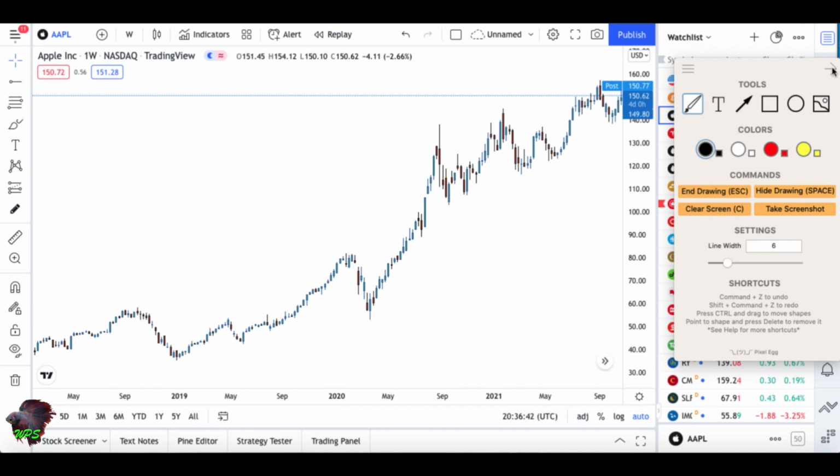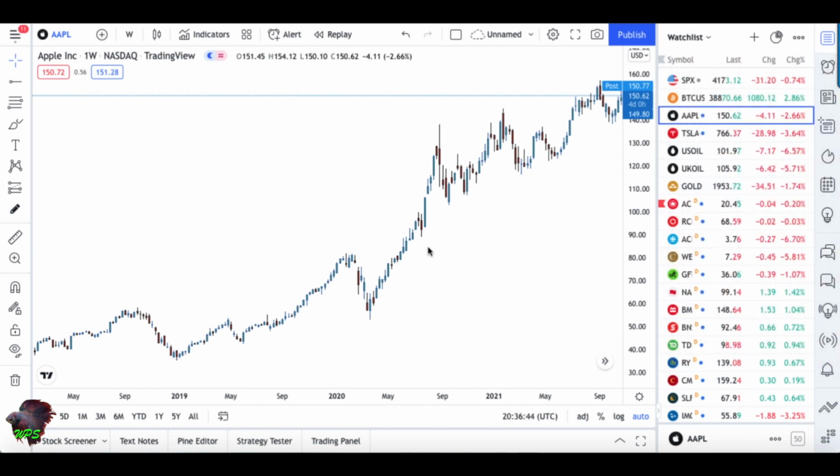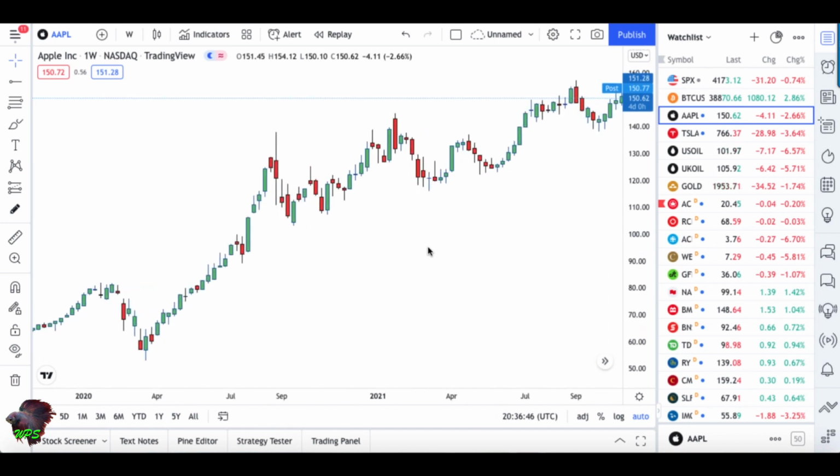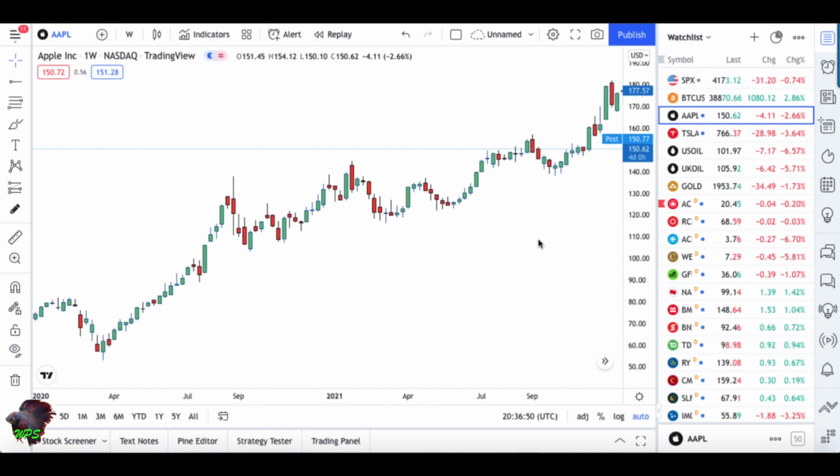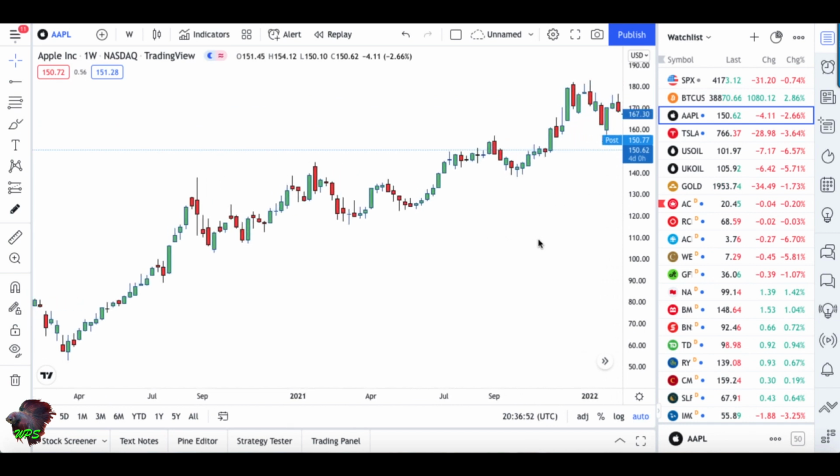And I'm going to enlarge the chart now. So how do we determine this on the chart? It is very simple. We're going to go from here. This would be the low. We're going to take this as a first swing. So this is the swing.